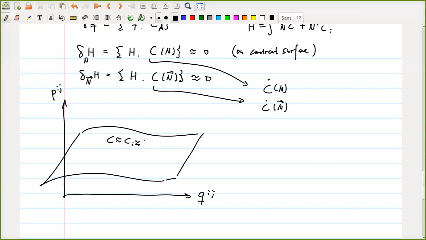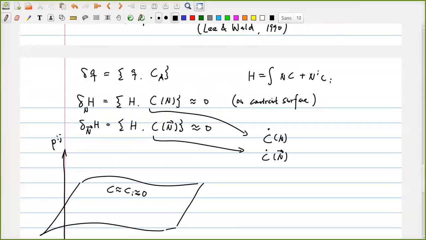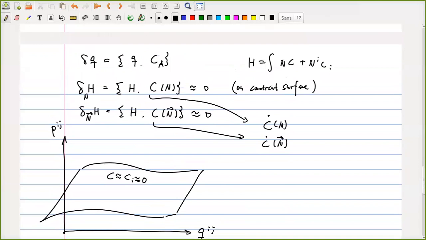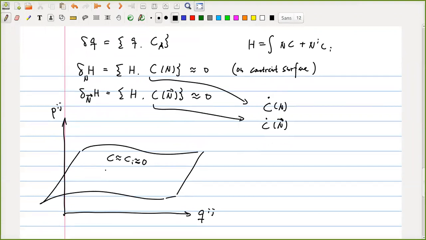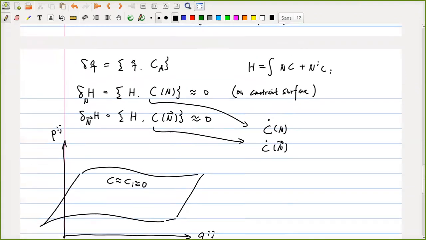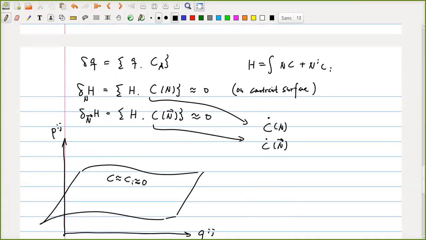So curly equal means that it is only valid on the constraint surface. On this constraint surface, you can generate gauge orbits. You still have all the variables P and Q, but you can generate gauge transformations, because we know gauge transformations cannot change physics, and gauge transformation leaves the Hamiltonian invariant. When a gauge transformation leaves the Hamiltonian invariant, then of course it leaves the equation of motion invariant.